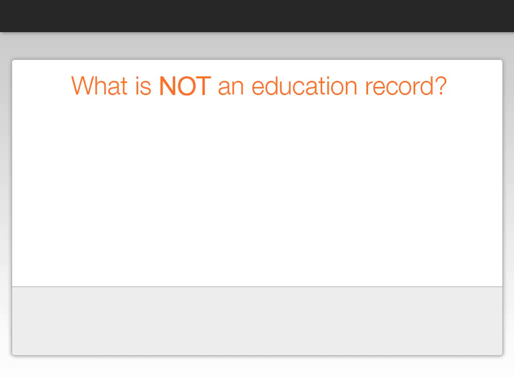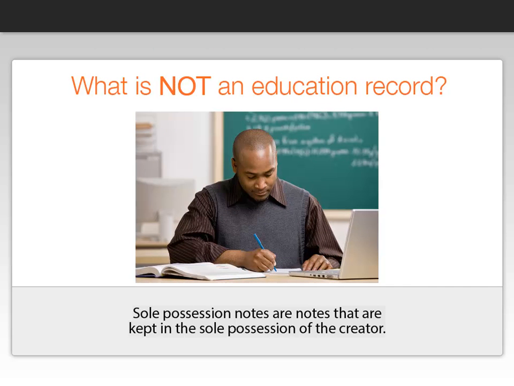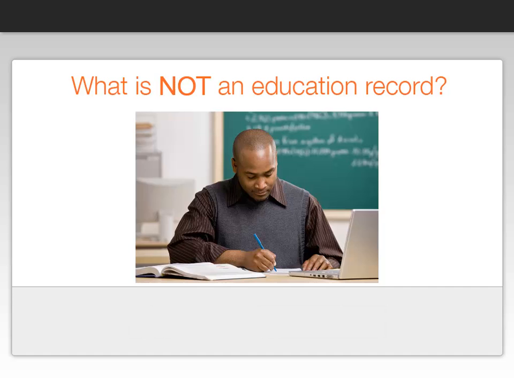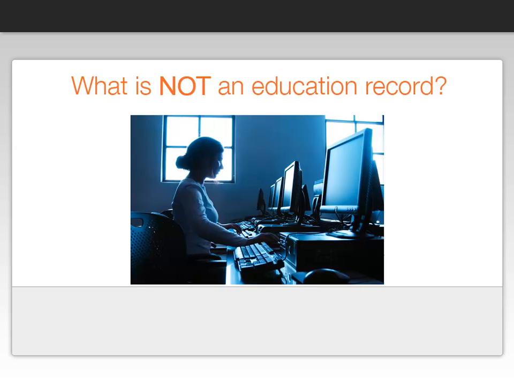A few categories of information are excluded from the education record on a college campus and thus are not subject to FERPA. Sole possession notes are notes that are kept in the sole possession of the creator, are used only as a personal memory aid, are not accessible or viewable to any other person, except a temporary substitute for the person who created the record. Note, any record made in conjunction with anyone else, such as the student or a school official, is not a sole possession record.